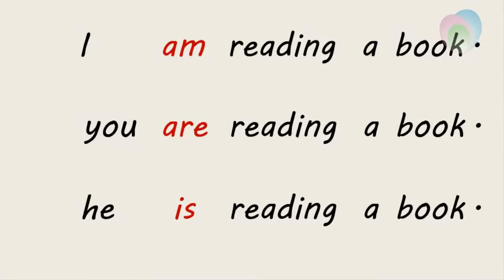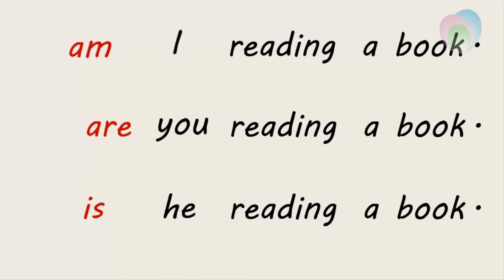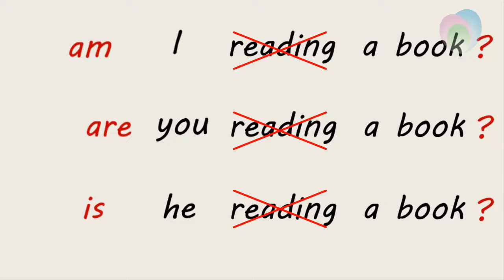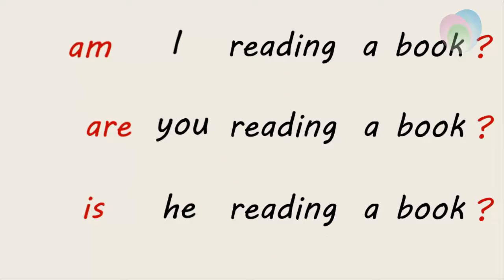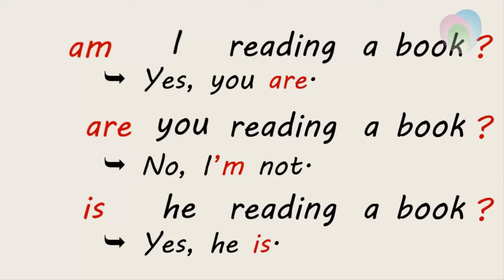For example, look at these sentences. I am reading a book, you are reading a book, he is reading a book. If you want to make a question, you should change the place of the subject and the verb. As we said, it is the auxiliary verb that is used here, not the main part of the verb. The short answer of these questions also uses the correct form of the auxiliary verb. So you cannot say, yes, you're reading, no, I don't, yes, he reading. The correct answers to these questions are, yes, you are, no, I'm not, yes, he is.